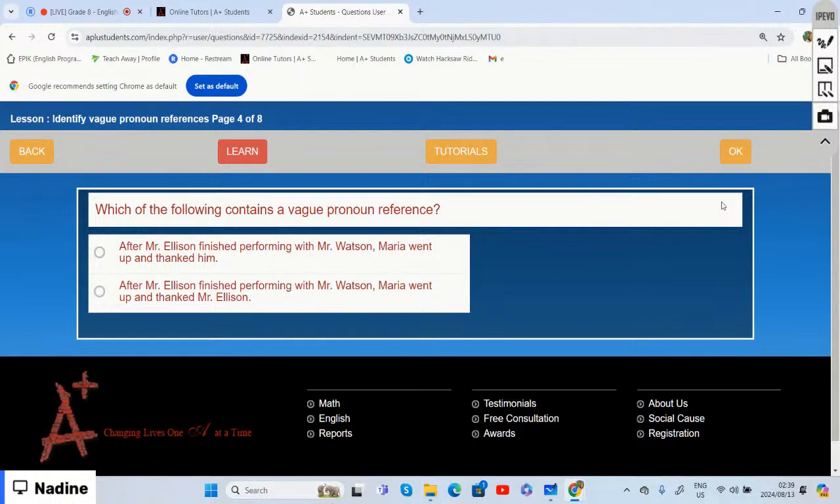All right. It says after Mr. Ellison finished performing with Mr. Watson, Maria went up to thank him. Or option two, which is after Mr. Ellison finished performing with Mr. Watson, Maria went up and thanked Mr. Ellison.